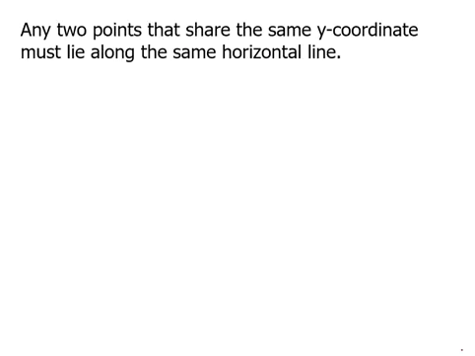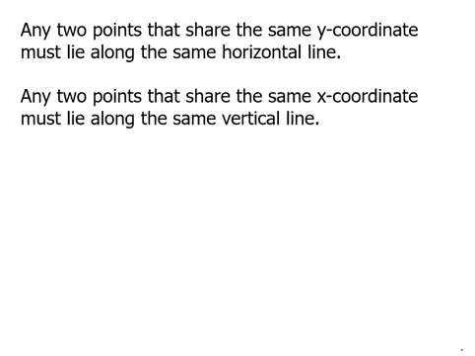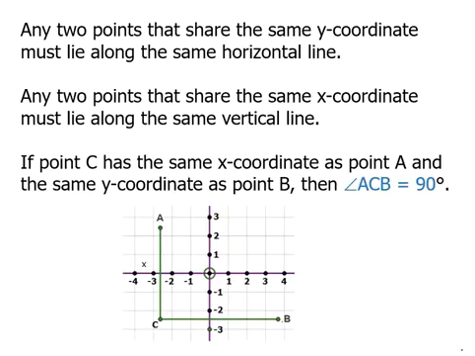Any two points that share the same y-coordinate must lie along the same horizontal line. Any two points that share the same x-coordinate must lie along the same vertical line. If point C has the same x-coordinate as point A and the same y-coordinate as B, then angle ACB has to be 90 degrees, because any horizontal line is perpendicular to any vertical line.